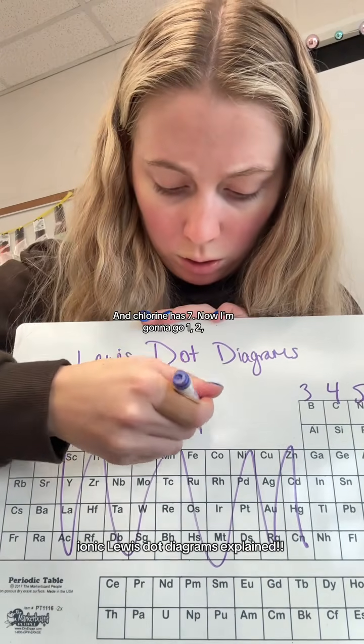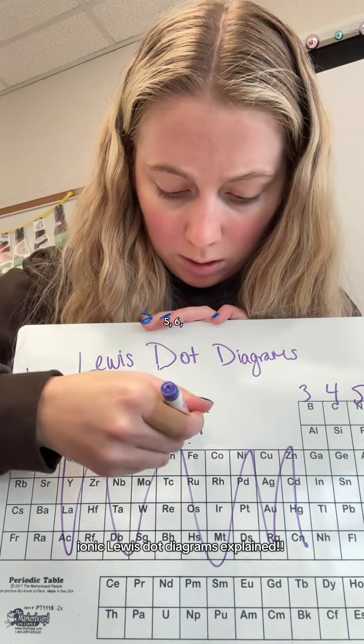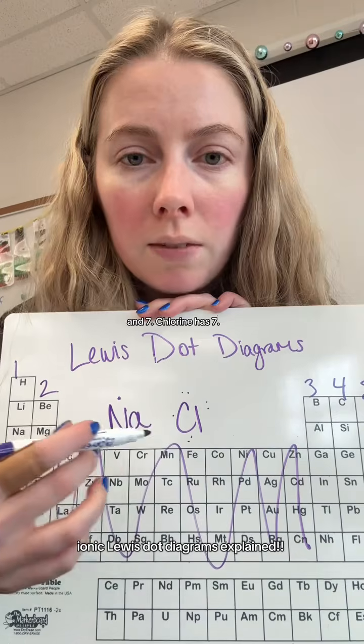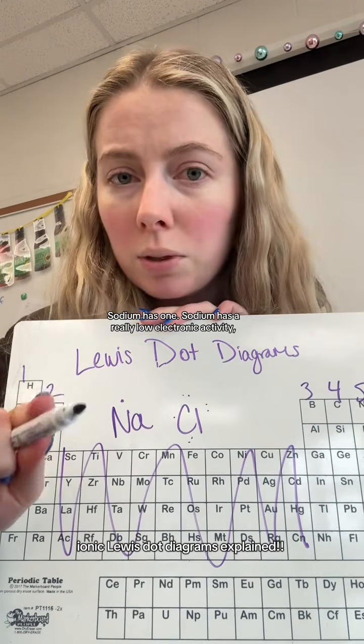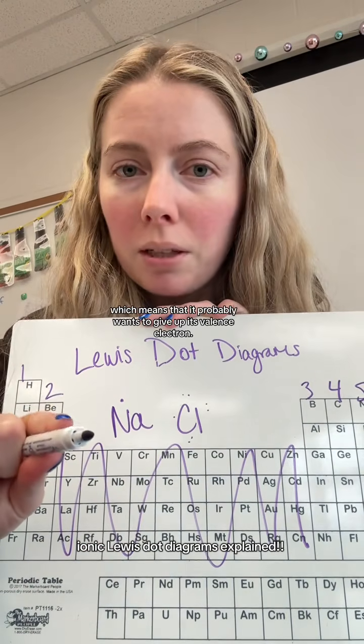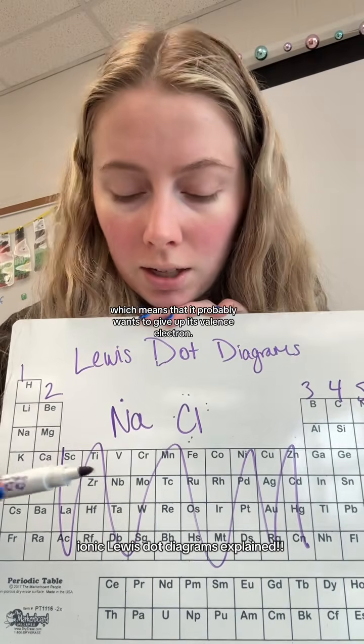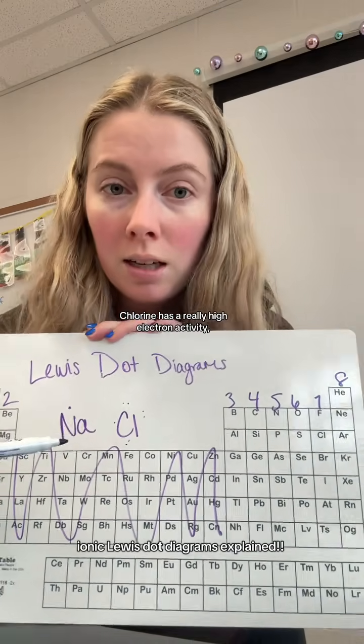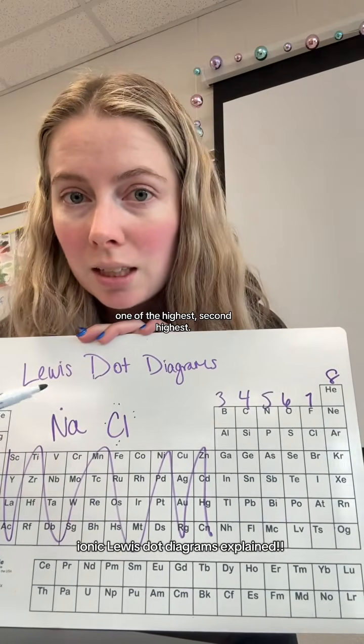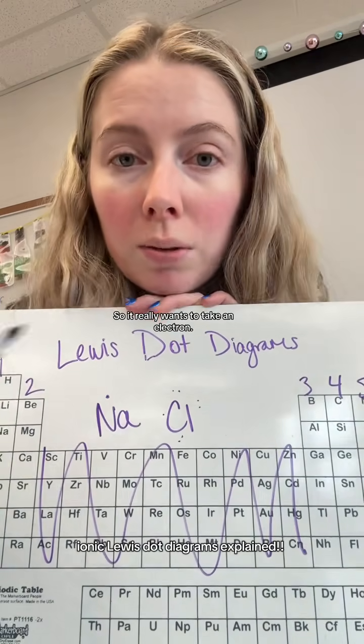So first, sodium has 1 valence electron, and chlorine has 7. Now I'm gonna go 1, 2, 3, 4, 5, 6, and 7. Chlorine has 7, sodium has 1. Sodium has a really low electronegativity, which means that it probably wants to give up its valence electron. Chlorine has a really high electronegativity, one of the highest, second highest. So it really wants to take in an electron.